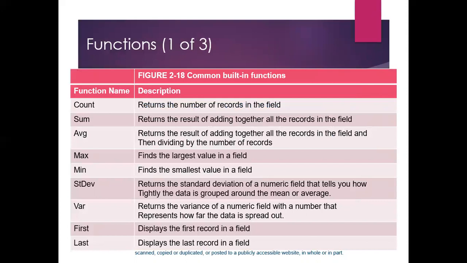the max or maximum function, which finds the largest value in a field, the min or minimum function, which finds the smallest value in a field, the standard deviation, which returns the standard deviation of a numeric field that tells you how tightly the data is grouped around the mean or average, the variance, which returns the variance of a numeric field with a number that represents how far the data is spread out. The function first displays the first record in a field, and of course the function last displays the last record in a field.